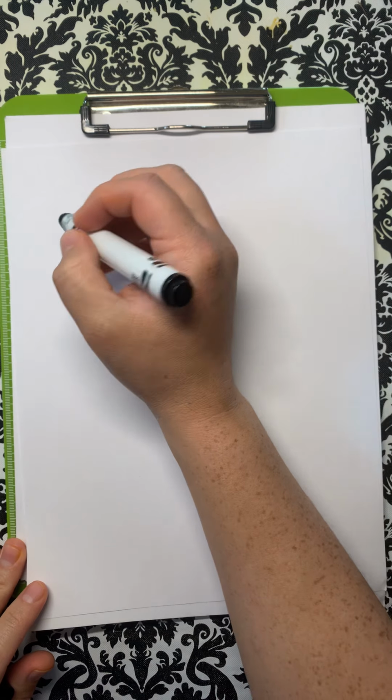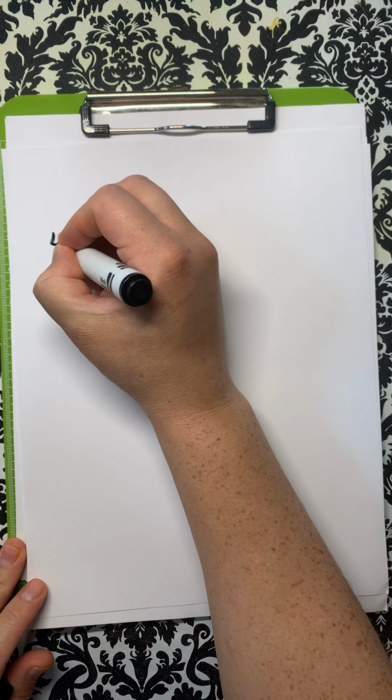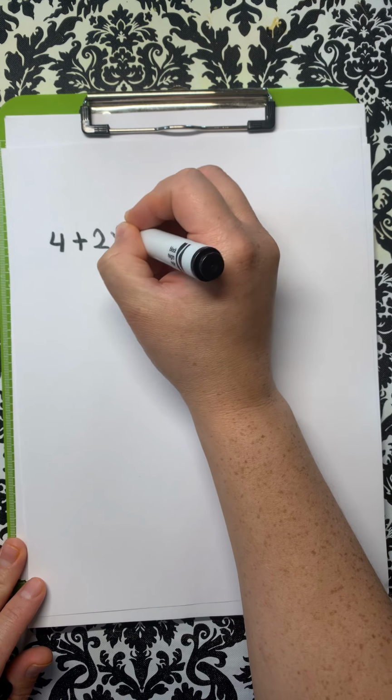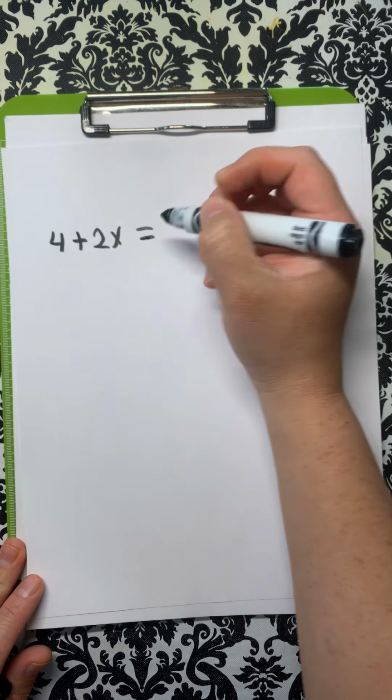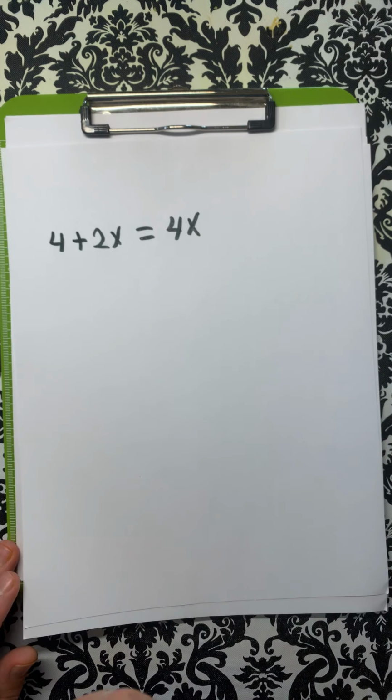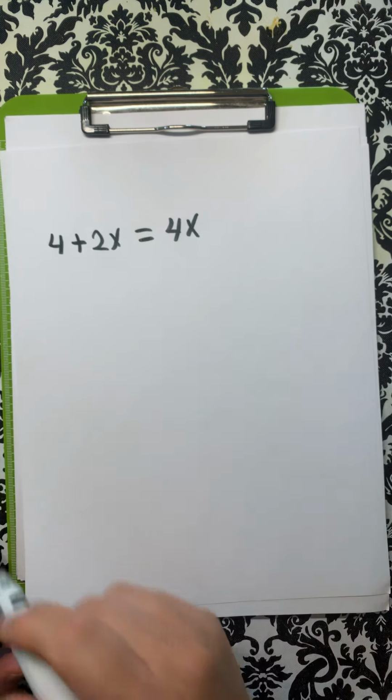This is lesson 6. It's using the inverse property and having variables on both sides of the equation. Let's start with just kind of a simpler one. Here we're going to have 4 plus 2x equals 4x.